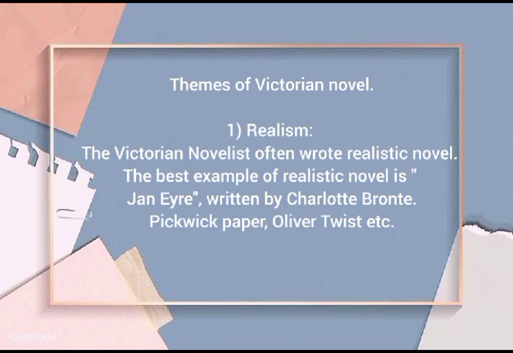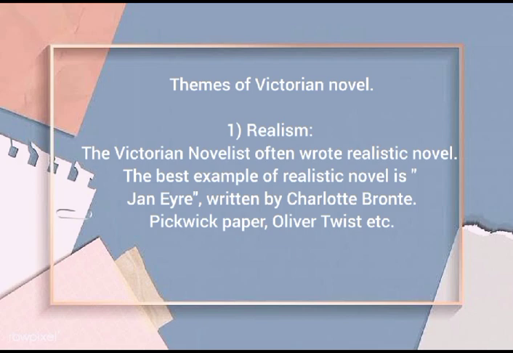The first theme is realism. The Victorian novelists often wrote realistic novels. The novels expressed the daily life and struggle of common people. The characters shown in the novels were also common people rather than just the aristocracy, so that readers felt deeply involved in the novel. Also, the setting of the novel was the common places where readers live. They used to show social issues in their novels.